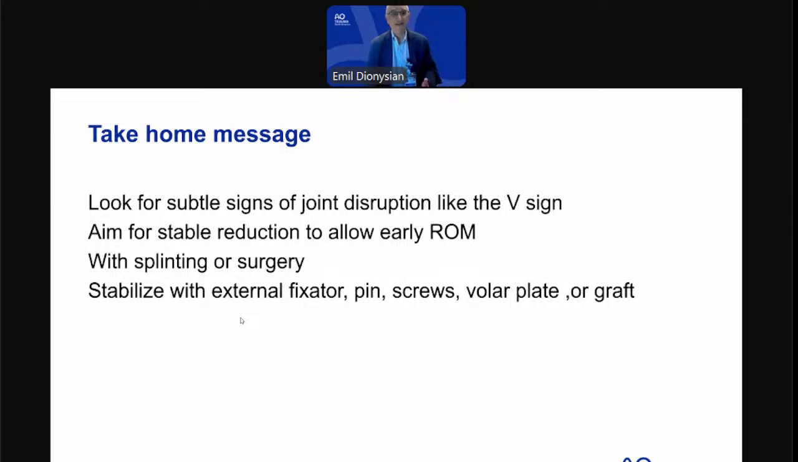So take-home message, remember, look for subtle signs of joint disruption. These are some things that are frequently missed, especially look for that V sign. Aim for a stable reduction. However, you can do it with a dorsal splint or surgery. And once it's stabilized, allow early range of motion. They can do that with external fixator, pins, screws, volar plate, or graft.